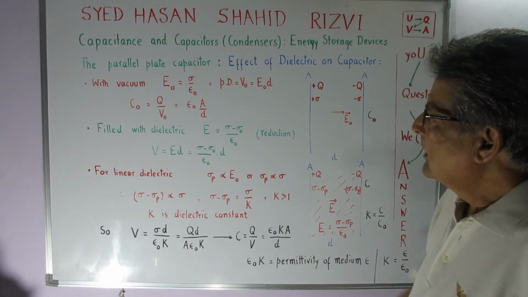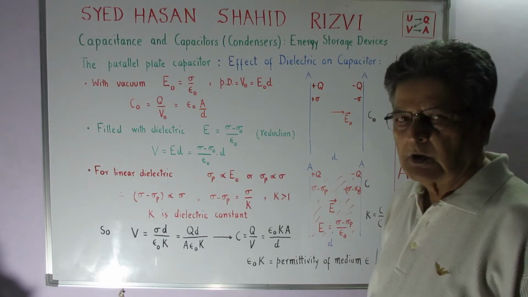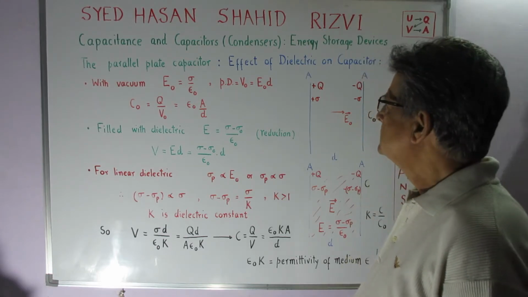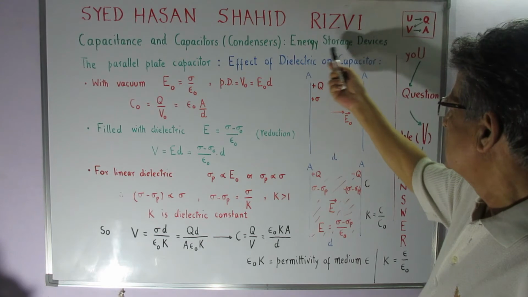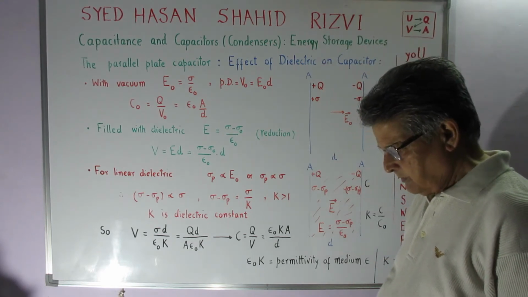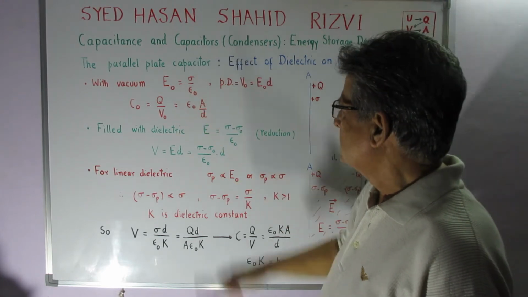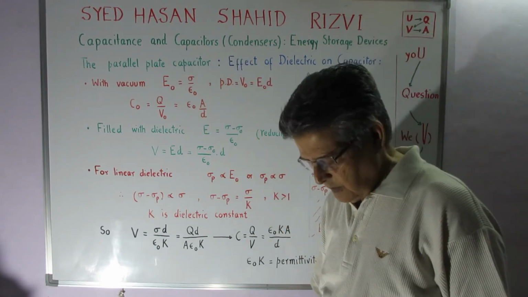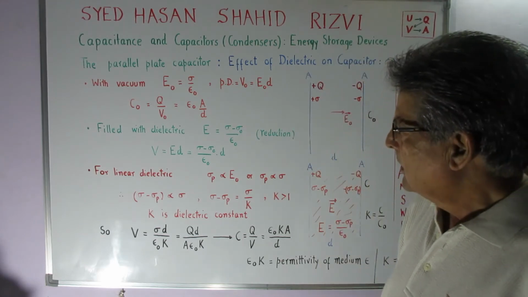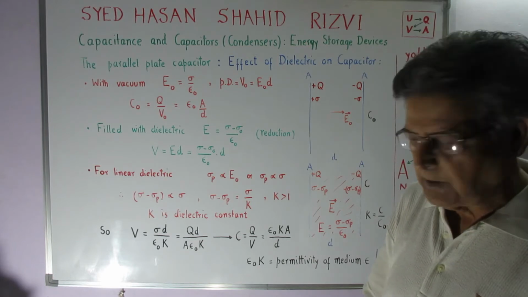So, we were having a go at capacitance and capacitors, that is condensers, which are the energy storage devices. And we studied in the previous lecture the parallel plate capacitor. And now we are going to study the effect of a dielectric on the capacitor.